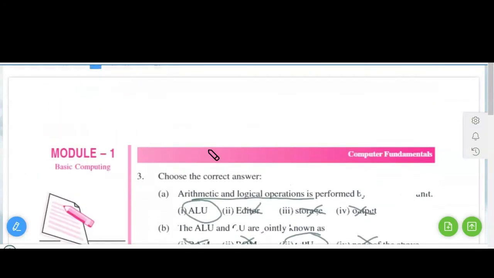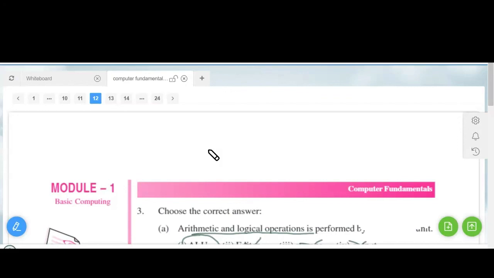So the topic number 1.1 in text questions are discussed here.